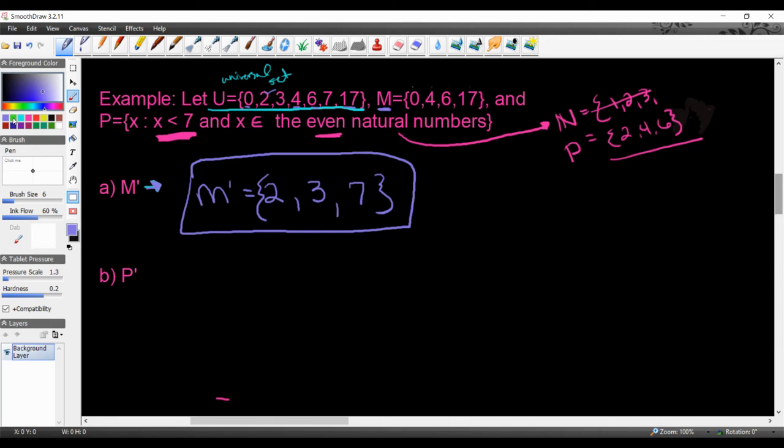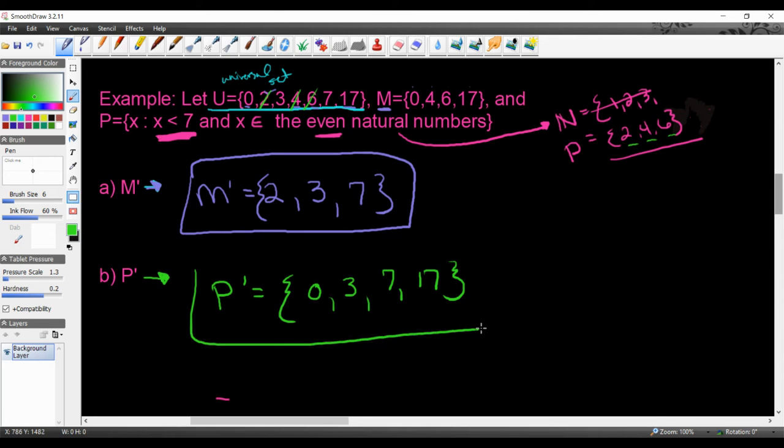Let's go ahead and look at P now. So we're looking at P prime, which again, remember that P prime is all the elements that are not in P, but they are in the universal set. So they are going to be in U. So remember, P is over here, 2, 4, 6. So anything that's not equal to this, I can include in the set. So P prime is going to be equal to, let's see, I can't use 2, I can't use 4, and I can't use 6. But I do have a 0, I have a 3, I have a 7, and I have a 17. So this would be my answer for P complement.